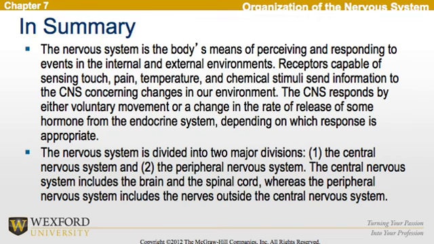The nervous system is divided into two major divisions, the central nervous system and the peripheral nervous system. The central nervous system includes the brain and spinal cord, whereas the peripheral nervous system includes nerves outside the central nervous system.